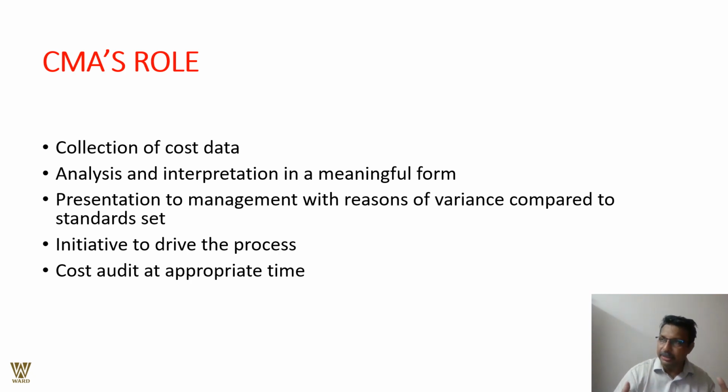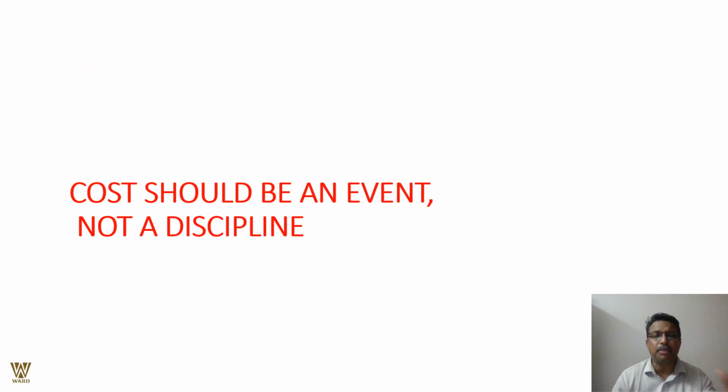There can definitely be variances between your set budget and the actual budget. Why? Because there can be certain costs which are uncontrollable, beyond your means to control. There may be certain situations which demand a certain amount of cost. So cost should not be an event. It should be a discipline. It should be in your outlook. It should be in your behavior. It is nothing but a culture of an organization.